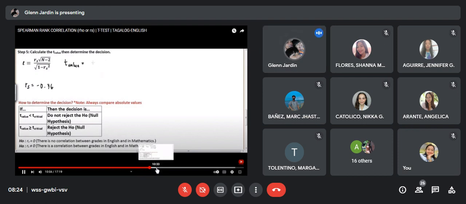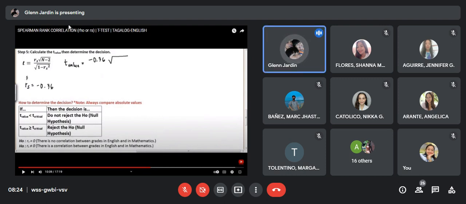Okay? So, r sub s is negative 0.36. Now is the time computing for t value. Yung r natin is yung ating correlation coefficient na na-compute na negative 0.36. N is still pa rin 7 na gagamitin natin.